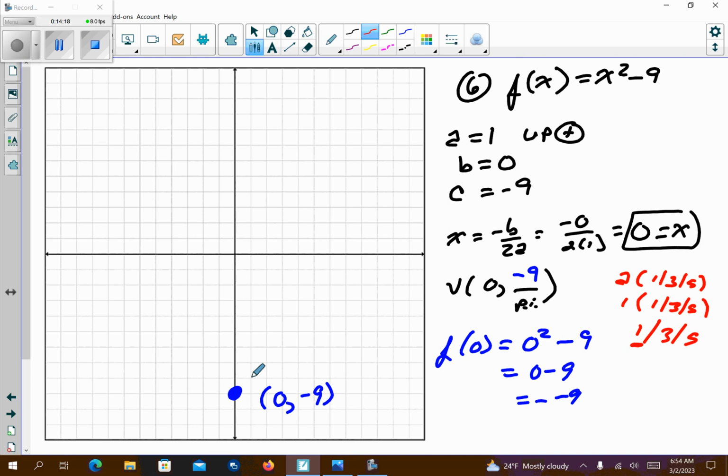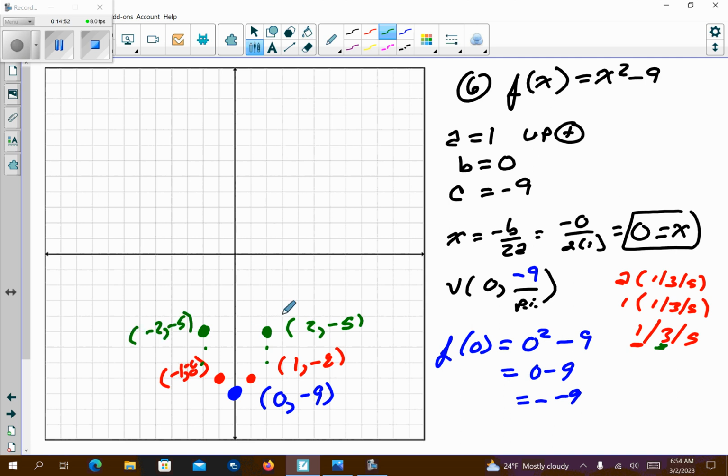So I'm going to go right 1, up 1, left 1, up 1. So that's going to take me to the point 1, comma, negative 8, and negative 1, comma, negative 8, excuse me. These are 3 now, so I'm going to go right 1, up 3. So that takes me to 2, comma, 1, 2, 3, 4, 5, negative 5, and left 1, up 3. That takes me to negative 2, negative 5.